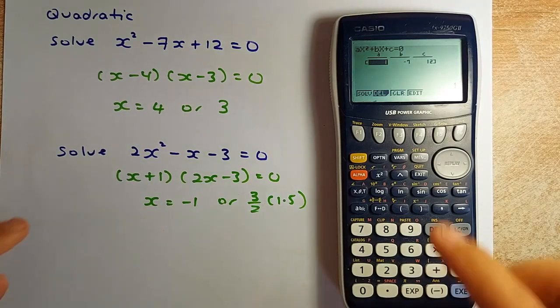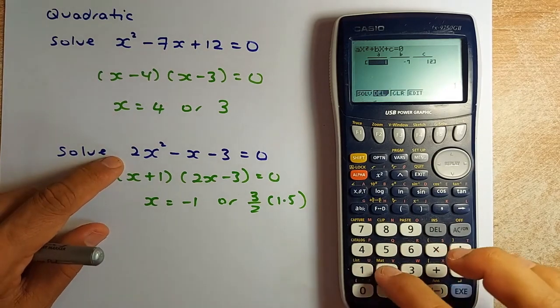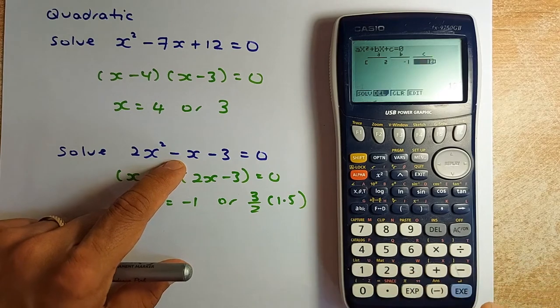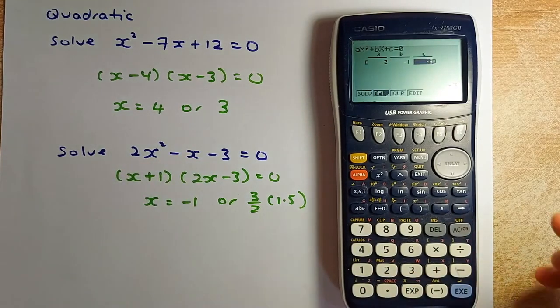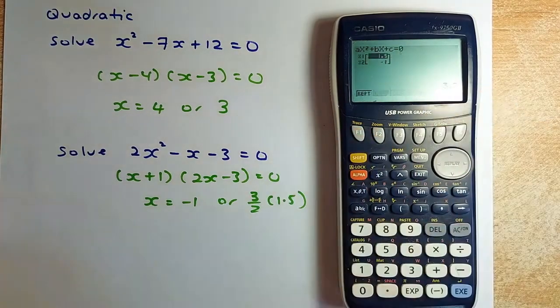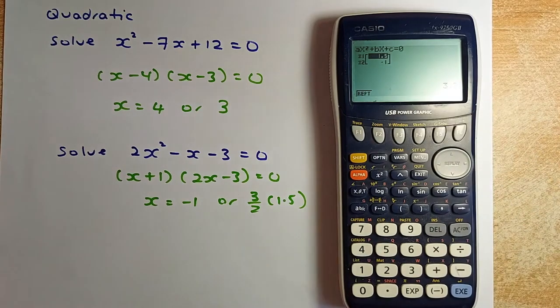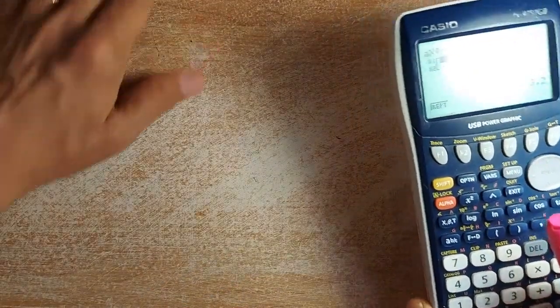So where do you put it in? It must be that form, ax squared plus bx plus c. So the first thing you do, you're going to put 2, execute. The next number must be -1. Don't forget there's a -1. And the last number is -3. Execute. And the last thing you do, you press the solve button. And the answer, as you can see, is 1.5 and -1, and that's what we got. Great.